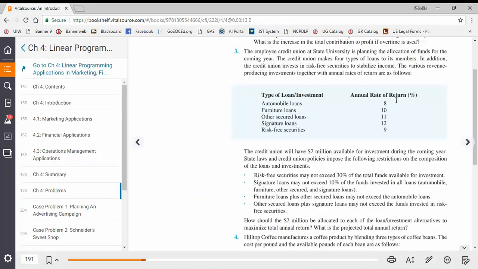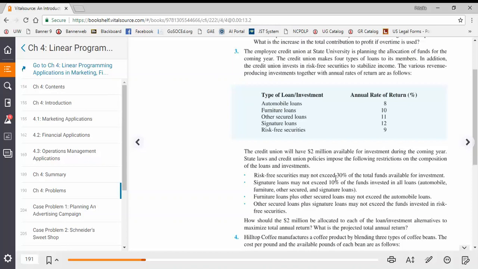Therefore, I did put a note that $2 million times the 30%, you're gonna see a value of $600,000. Right here on the second one, it says the signature loans may not exceed 10% of all funds investing in all loans. Therefore, they have invested 10% on the automobile, furniture, other security, and signature loans. However, the signature loans may not exceed the 10%.